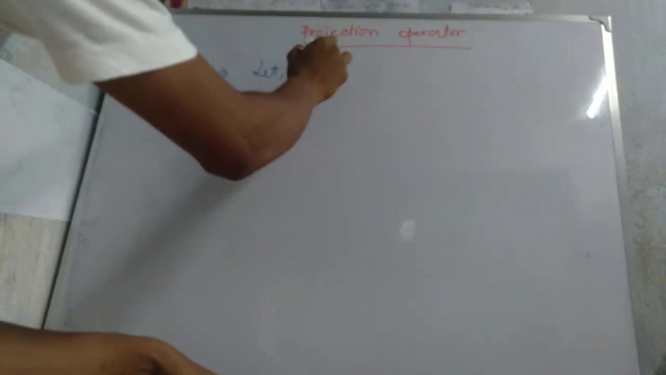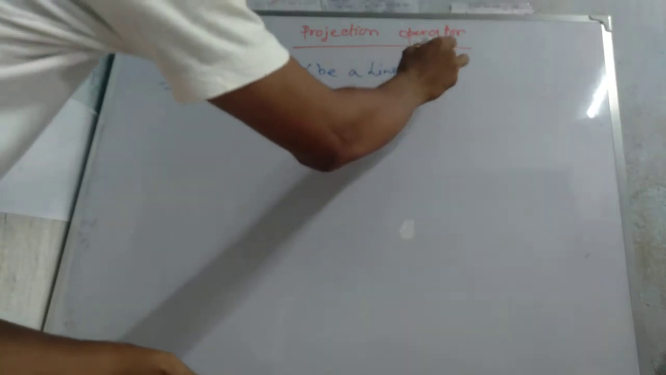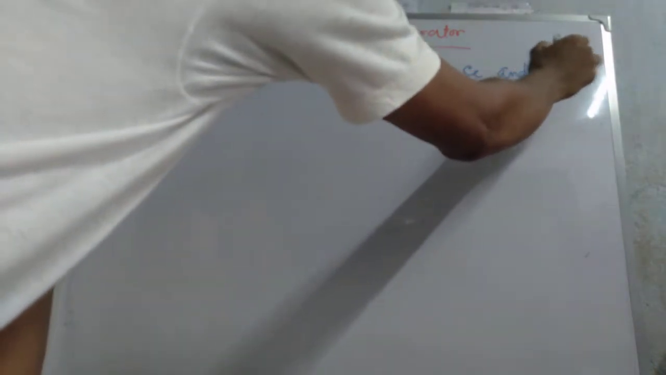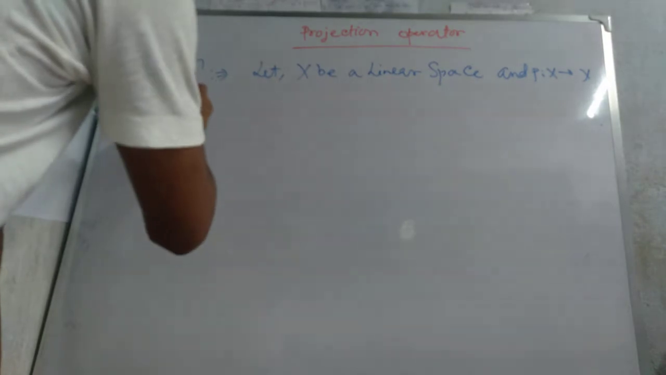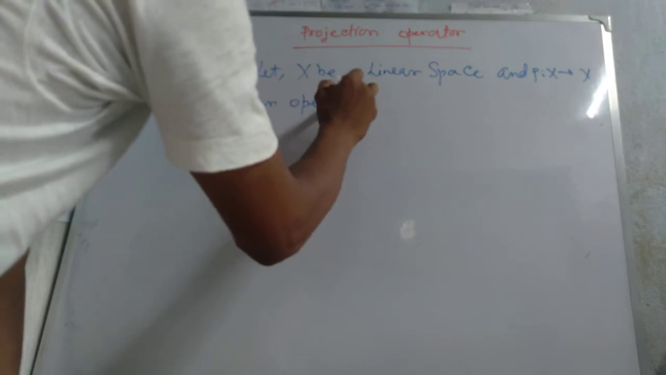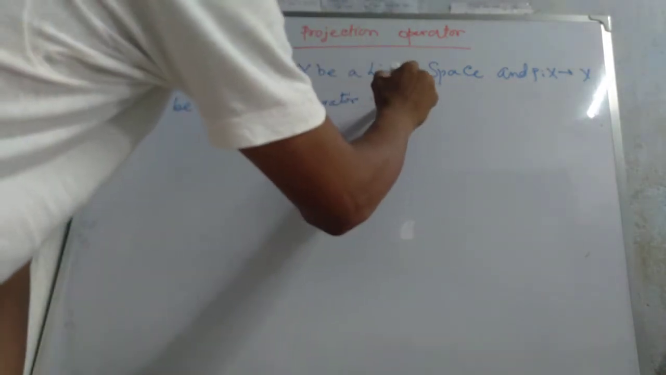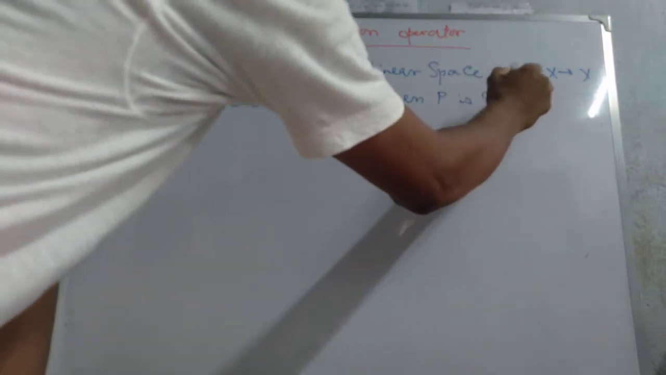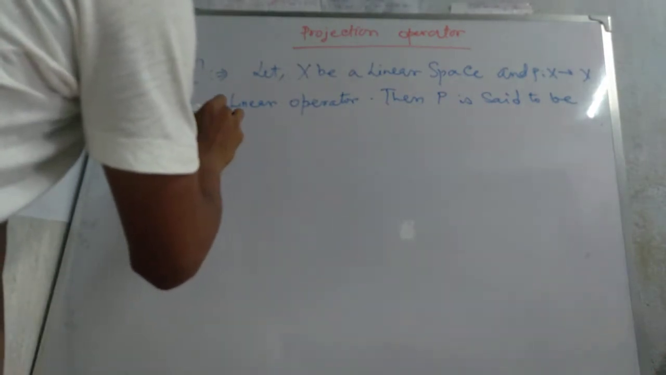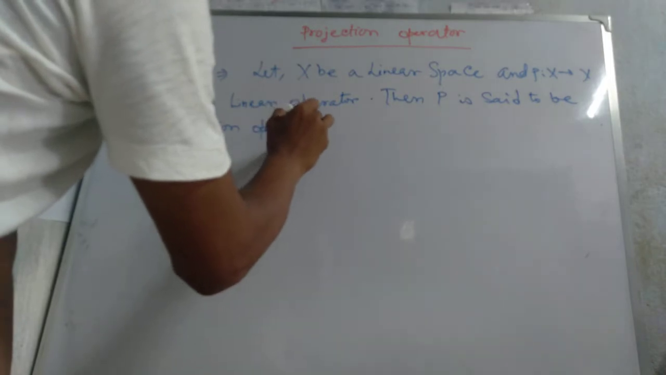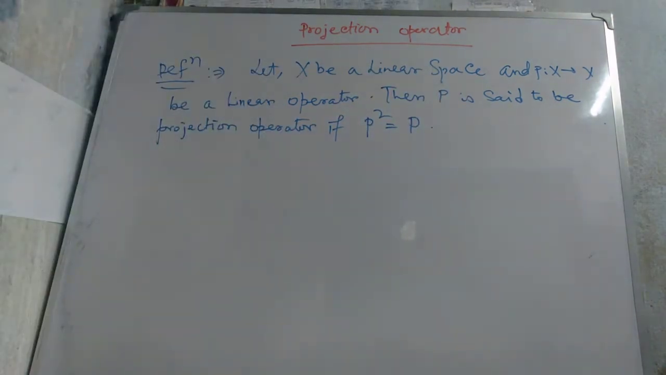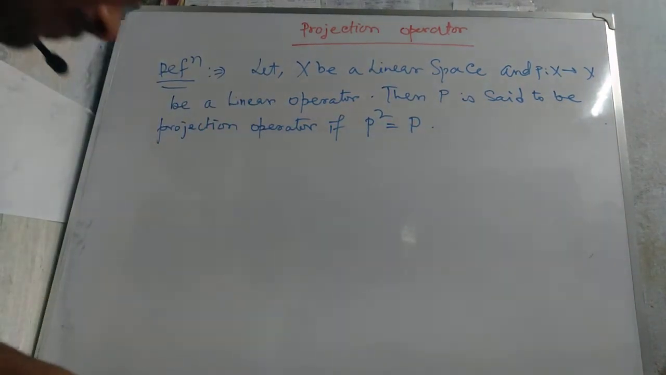First, let X be a linear space, and P: X → X be a linear operator. Then P is said to be a projection operator if P square equals P.